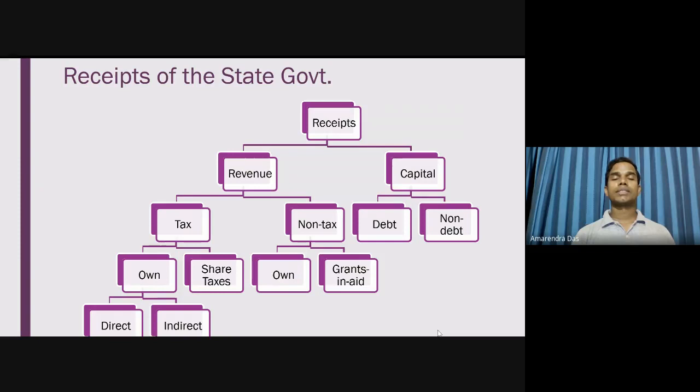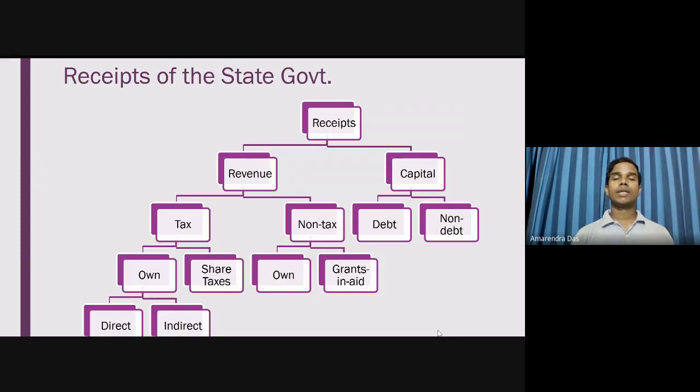So whatever taxes are collected by the union government, a part of it is shared among the states, that is called share taxes. And then among the own taxes we have direct taxes and indirect taxes. Similarly, in the capital receipts we have debt capital and non-debt capital. Debt means basically borrowing, and non-debt capital is basically the disinvestment proceeds or recovery of loans.